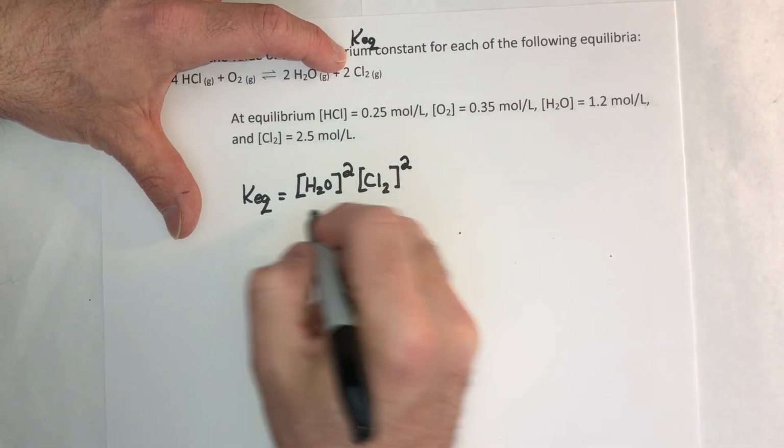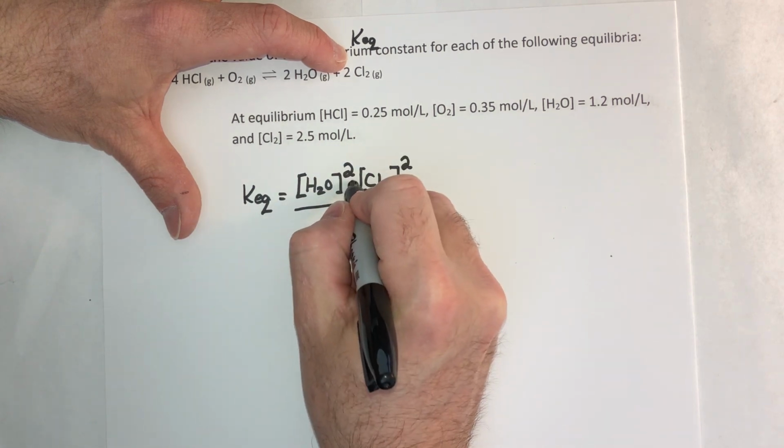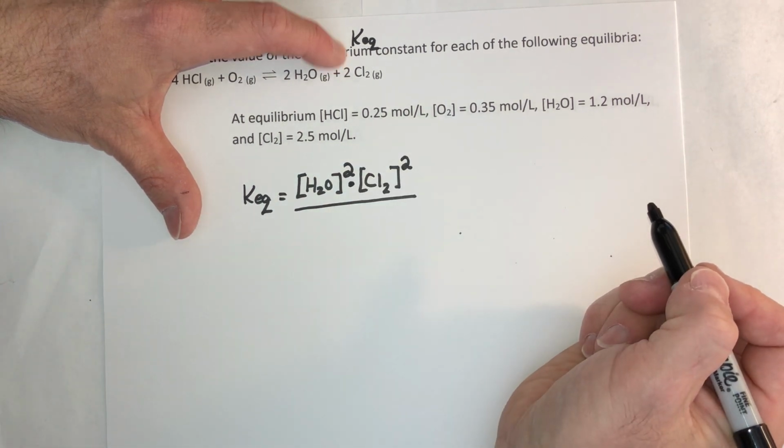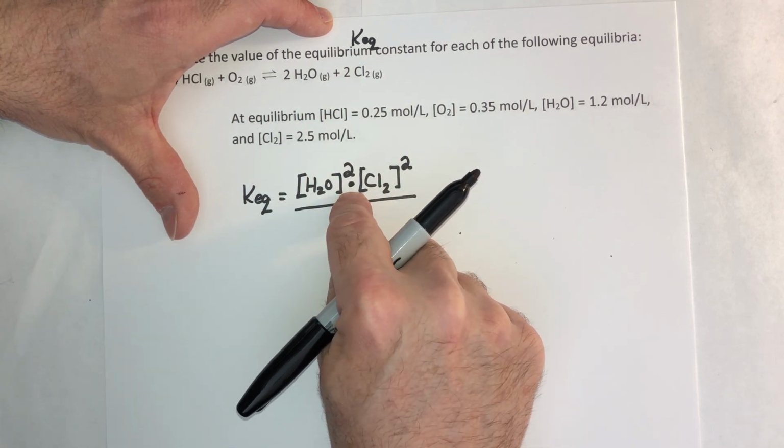And if you have more than one reactant or more than one product, there is a multiplication sign in between them, right? In the equation, they were added, but in the expression, they're multiplied.